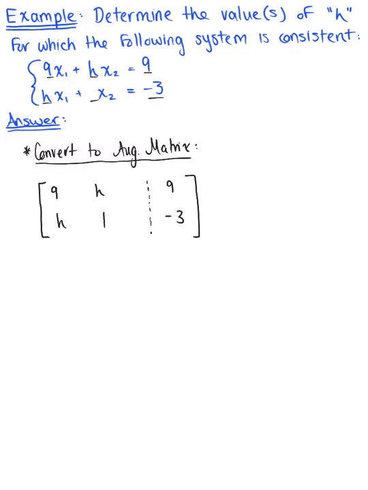All right, so to determine the values of h for which the system is consistent, we need to row reduce our augmented matrix to its upper triangular form. So we are going to row reduce to, again, abbreviating, upper triangular form. So we are going to start with the x sub 1 term in equation 1, and we want to use this to eliminate the entry below it.